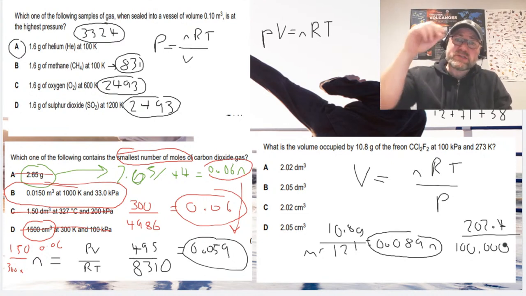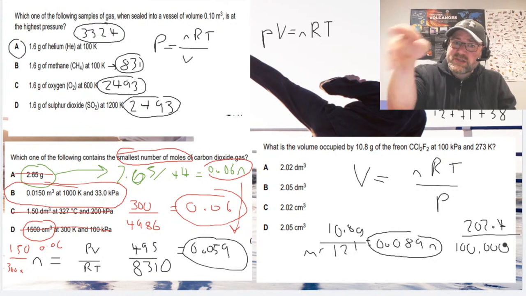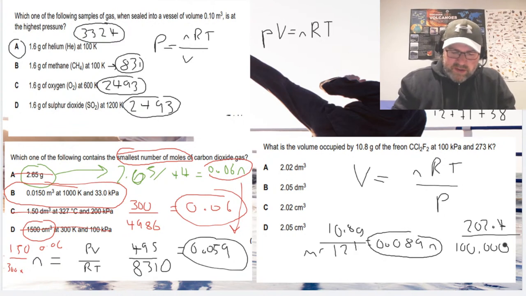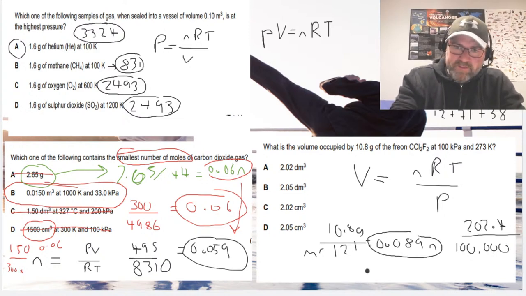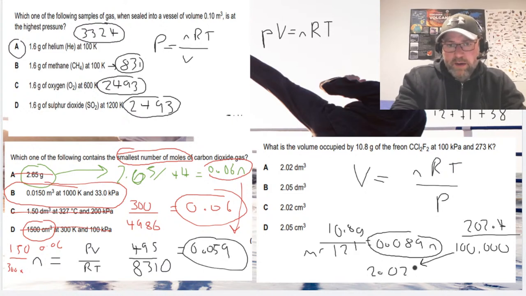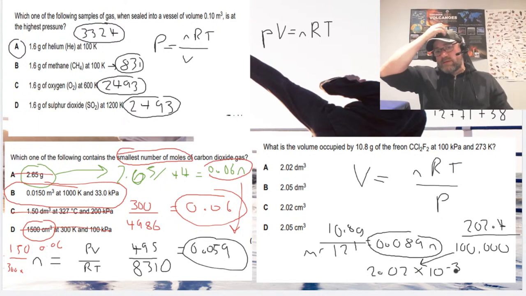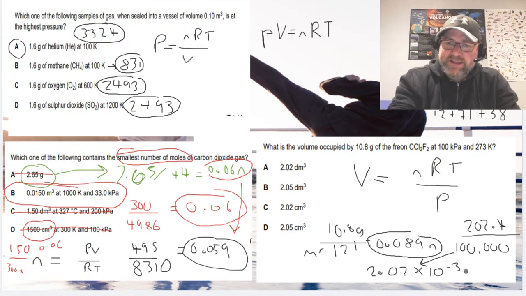But the volume will be in meters cubed. So we're going to have to do a further translation into either centimeters or decimeters in order to find the answer. So 202 divided by 100,000, and we get 2.02. Let's call it 2.02 times 10 to the 4. So we'd round down. This is going to be times 10 to the minus 3. So 2.02 times 10 to the minus 3, and this is meters cubed.